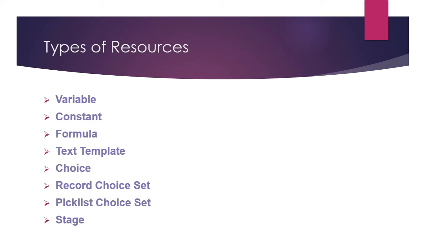Now we'll move into constant. A constant resource stores a constant value that does not change during the flow, meaning that the value is static. This type of resource can store text, number, currency, date, and boolean values like true or false.